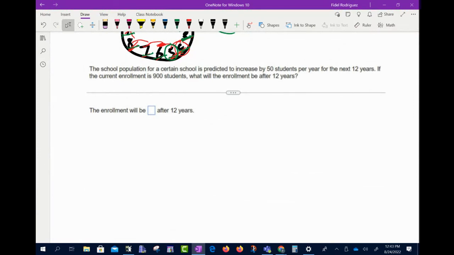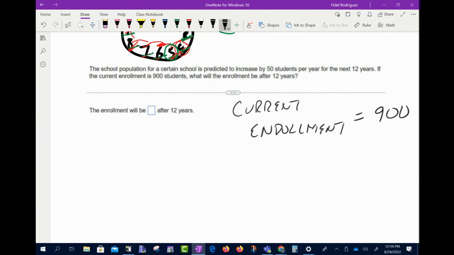Let's see. It says a school population for a certain school is predicted to increase by 50 students per year for the next 12 years. If the current enrollment is 900 students, what will the enrollment be after 12 years? Okay, so let's see if we can't figure this out. So we know that the current enrollment is how much? 900? Okay.